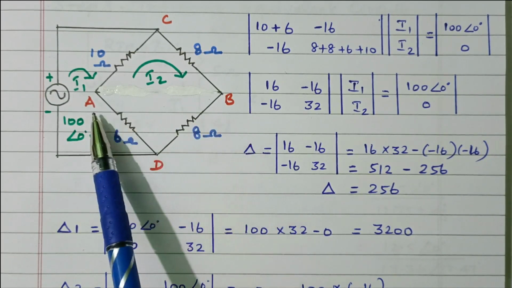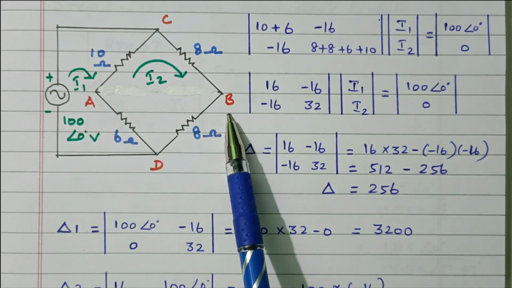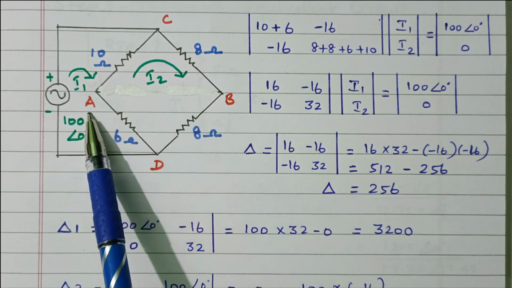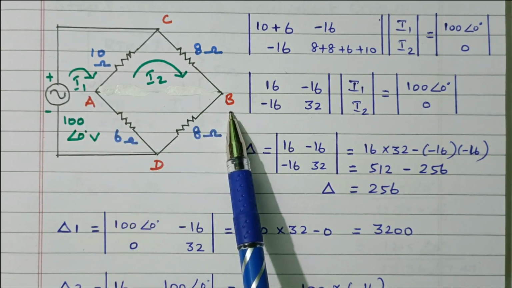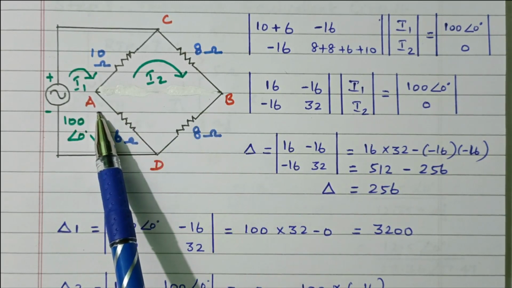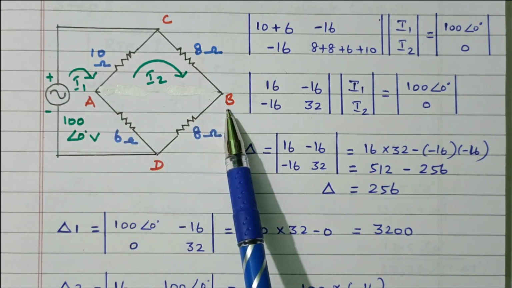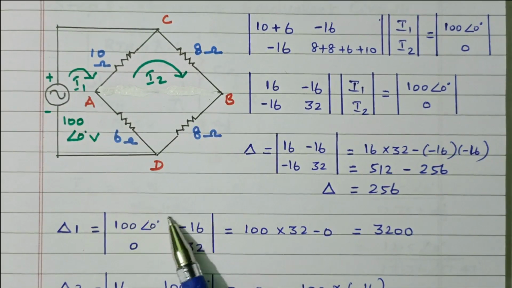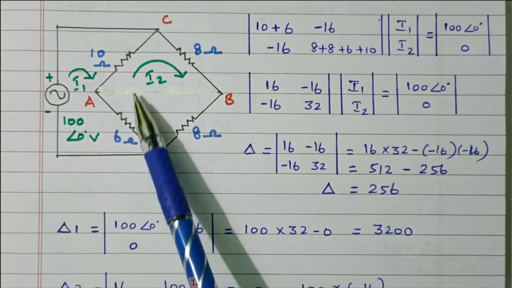Our final aim is to find the voltage across AB, VAB, that is nothing but V Thevenin, the open circuit voltage. The load terminals, that is terminal AB, are open circuited. The voltage across AB is nothing but V Thevenin. Our aim is to find V Thevenin, VAB. Before that, we will find the current. So this is loop 1, this is loop 2.